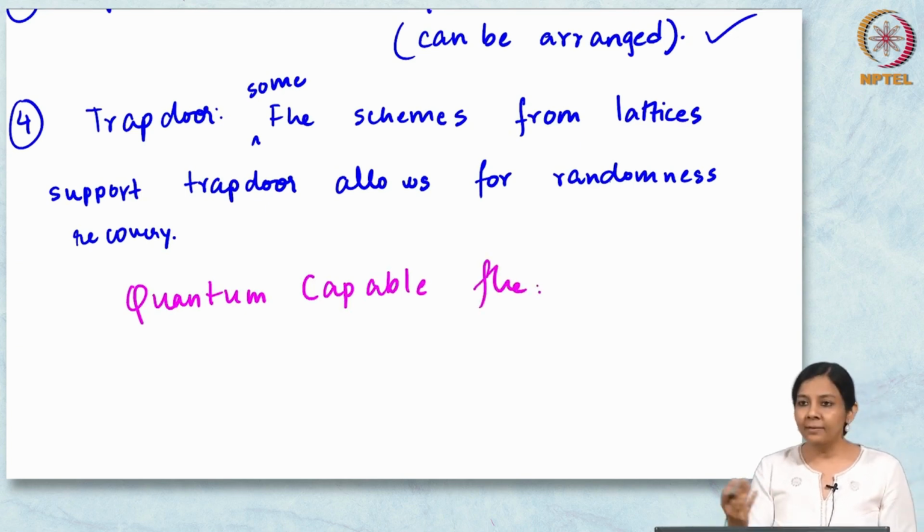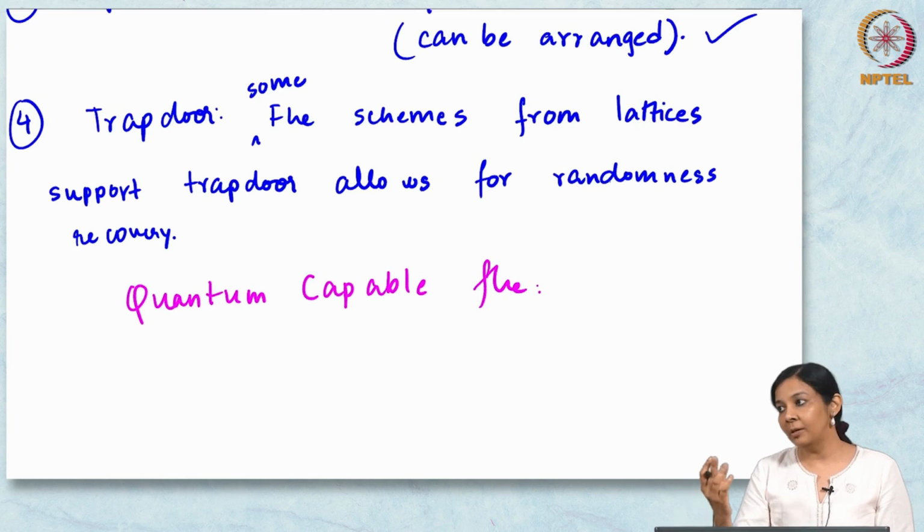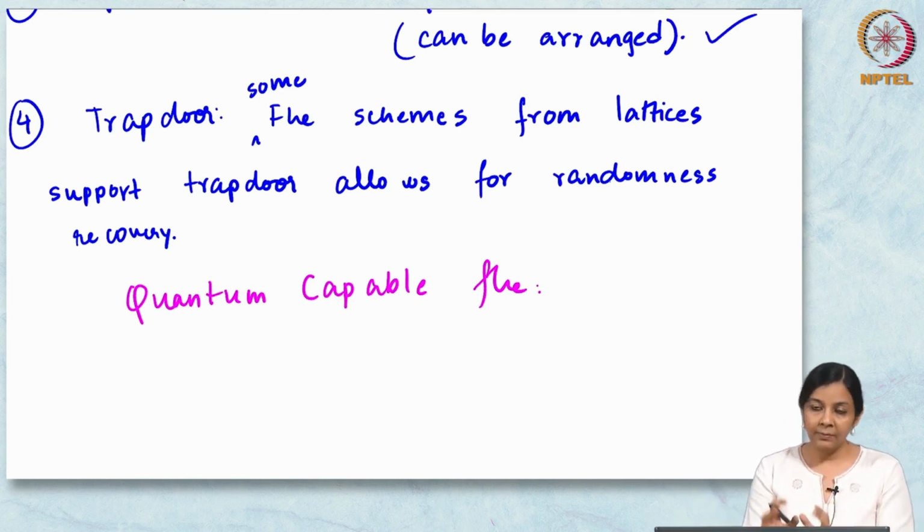Okay. And existing schemes, in particular GSW, we can sort of make it quantum capable. This is something which I would have loved to do in class, but we would need to define these trapdoors and so on. We do not have time for that. So, I will leave this at this level of detail.